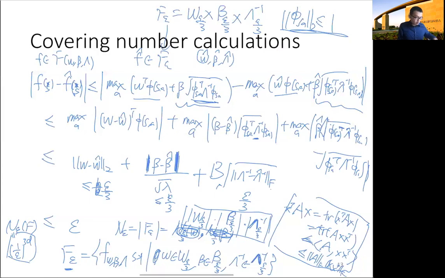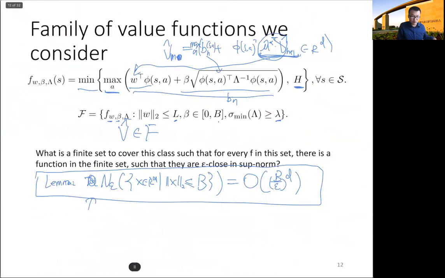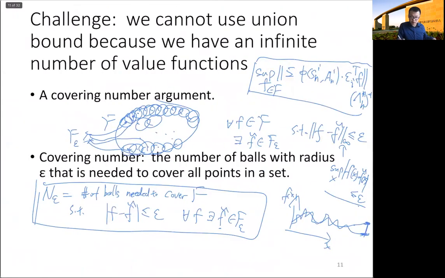Okay, so just to make sure everything is concrete. After we've gotten this covering number calculation, how can we apply this to the uniform convergence bound that we're hoping to get? So first of all, what is it that we're trying to get? We're trying to bound this quantity, right? So this is what we're trying to bound. So let's copy this over and then write it down.